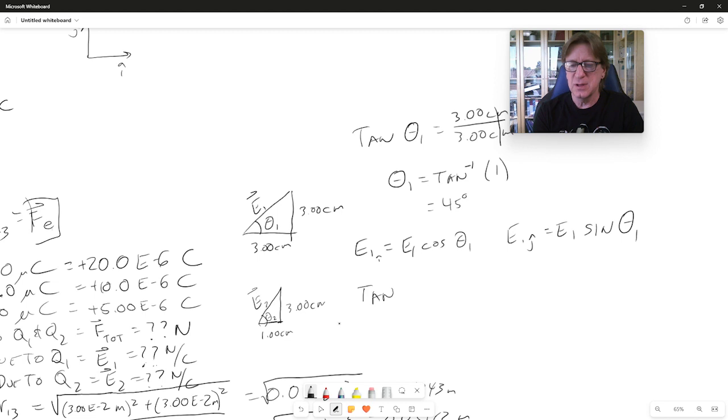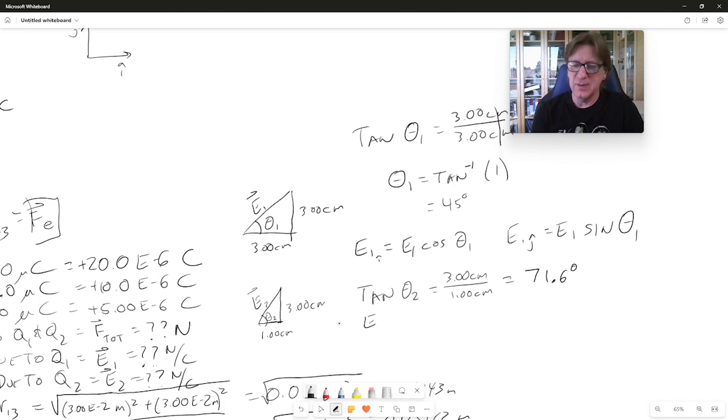So tangent of theta 2 is going to equal the opposite over the adjacent. So 3.00 centimeters divided by 1.00 centimeters. And again, if that bothers you, you want to just use meters all the time, I 100% support that. You would just write this as 3.00 e minus 2 meters divided by 1.00 e minus 2 meters, and you'll get the same thing. So I'm going to let you put that into your calculator. I've actually worked it out ahead of time, but you should find that you get 71.6 degrees. So take a minute and work that out. Pause the video if you need to.